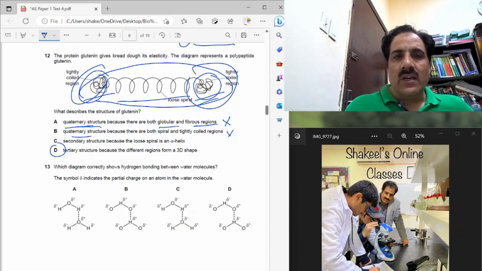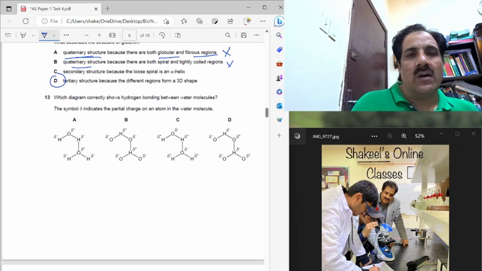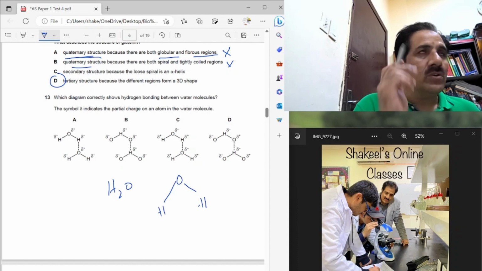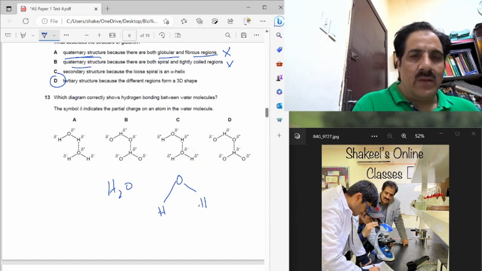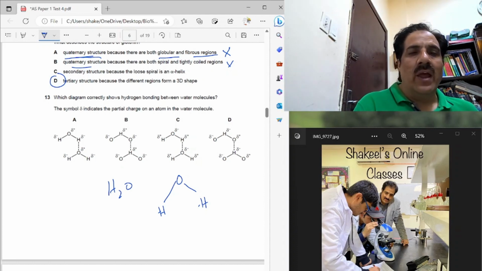Now, question number 13, which diagram correctly shows hydrogen bonding between water molecules? The symbol delta indicates the partial charge on an atom in the water molecule. So, first of all, we must know that water is H2O, means there are two atoms of hydrogen attached to one atom of oxygen. They have a covalent bond between them and share a pair of electrons, but oxygen being more electronegative attracts the shared pair of electrons towards itself. So oxygen has a small negative charge on it, whereas hydrogen has a small positive charge on it.